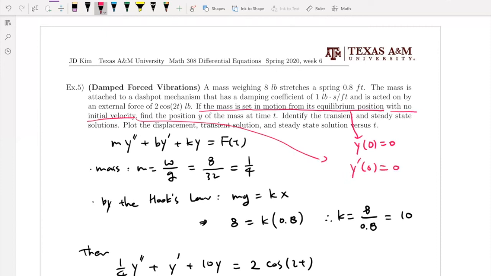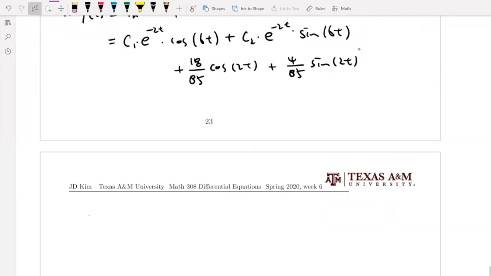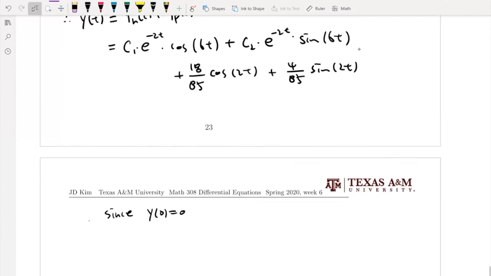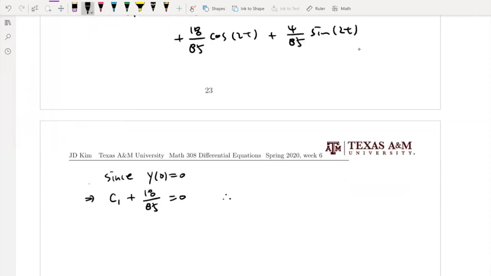Okay, so let me try to use the first initial condition first. Here we go. Let me scroll all the way down. Since y(0) equals 0, plug in 0 in there, then what is that? All the sine terms will be 0, then we're going to have only the cosine term. So it is c1 e to the 0 equal to 1 and cosine 0 equal to 1, and plus 18 over 85 must be equal to 0. Then we can conclude your c1 is equal to negative 18 over 85.